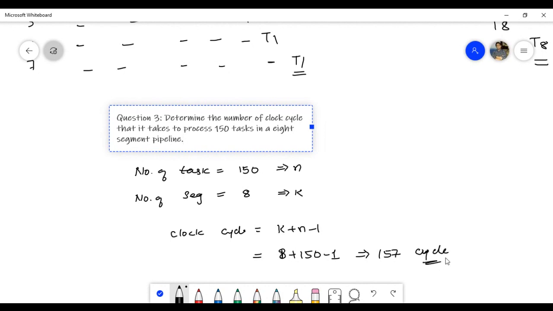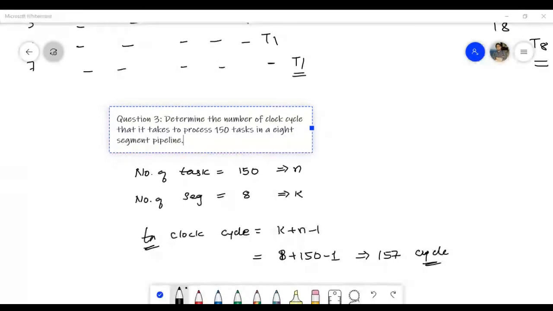Okay. So just simple: k plus n minus 1. Just add the number of tasks and segments, then subtract 1, and you will get the clock cycle time. So here we complete your question. The rest of the questions we will do in the next session. If you have any doubt, you can ask me through course message or through Blackboard.